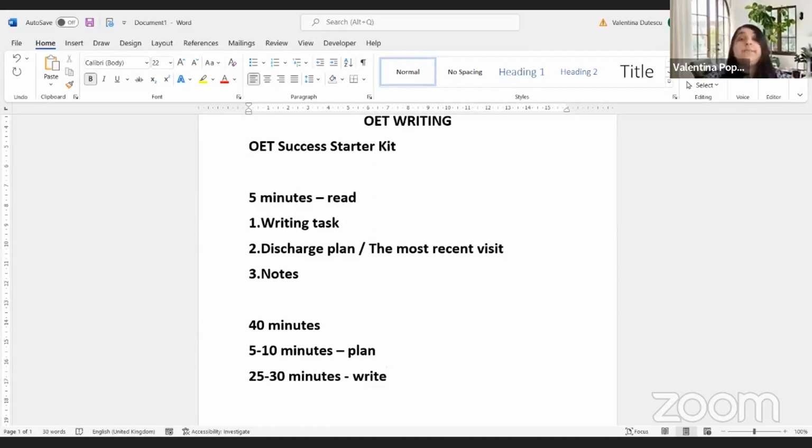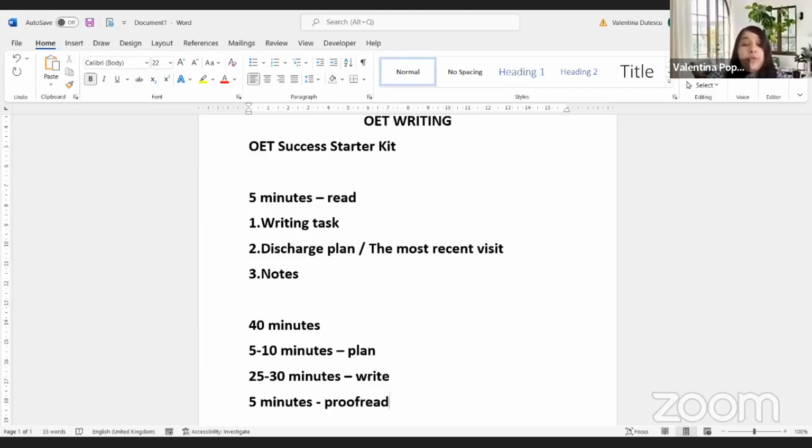So for every exam, not just for OET, also for IELTS, you need to plan first, then write. And then you should spend about 5 minutes towards the end to proofread, go over the letter again, and see if maybe you made some common mistakes. Maybe sometimes you forget about present perfect, or maybe you forget about the word order. There are many things you can get wrong just because you're writing very, very fast.